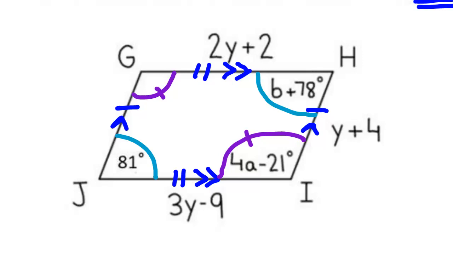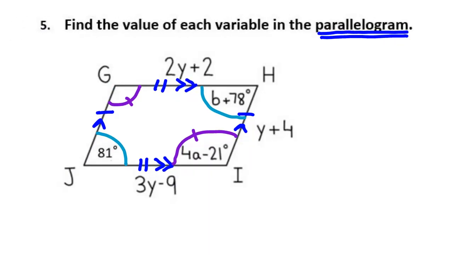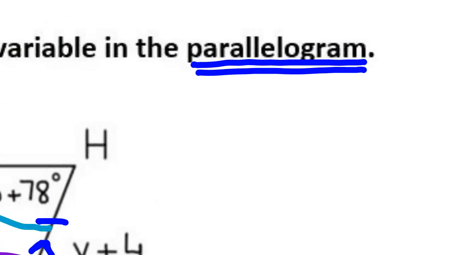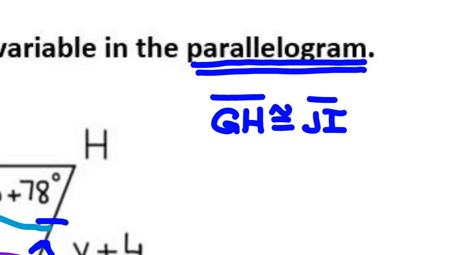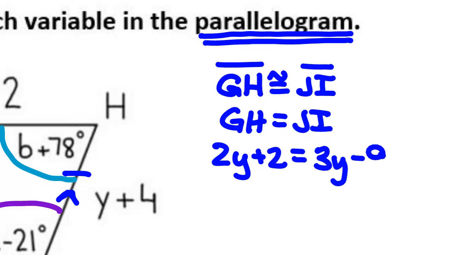Which piece do you want to find first? Y, A, or B? Y, sounds good. Y is part of GH and JI. Yep, we're going to use GH and JI. What do we know about GH and JI? Yes, those segments are congruent, so their measurements are equal. So GH is 2y plus 2. JI is 3y minus 9. So I substitute that in, and then we solve this for y.